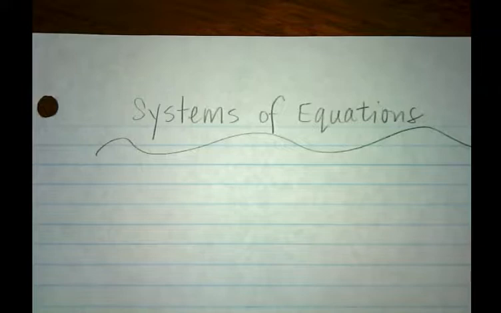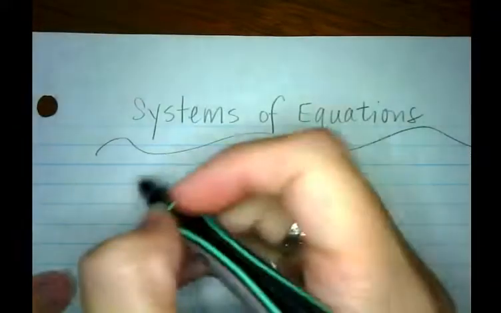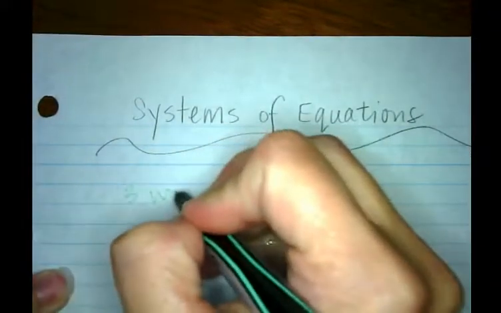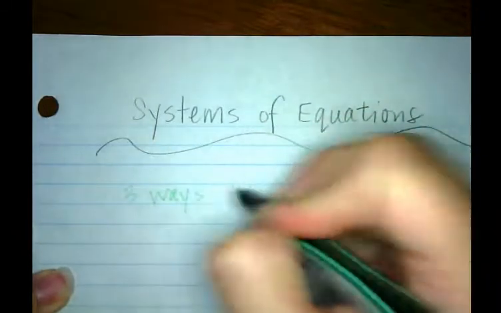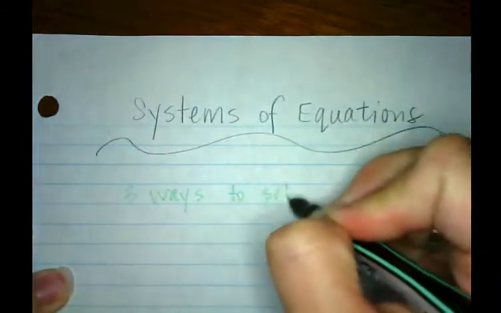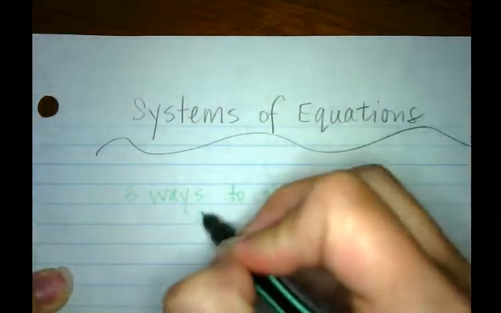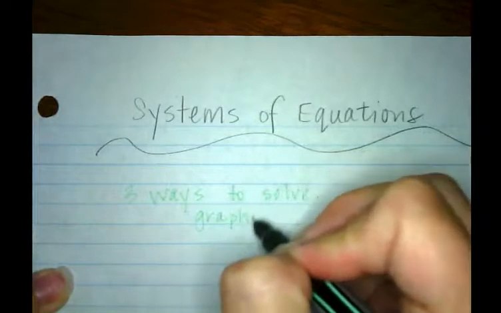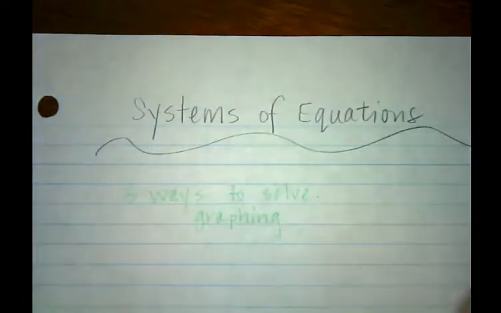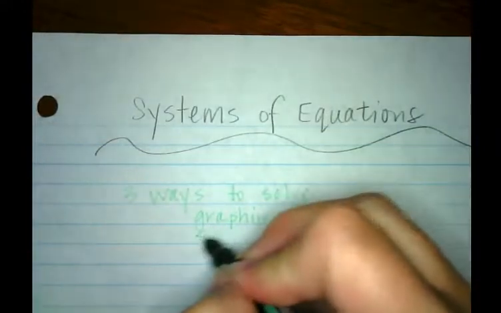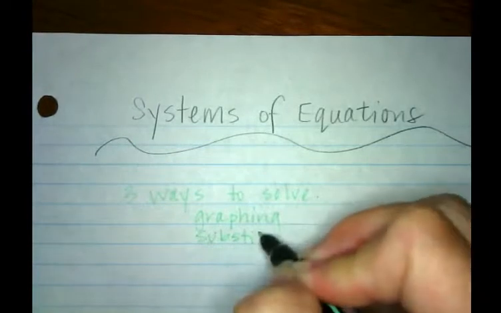Okay, so 3 ways to solve systems of equations. The first way that we always learn is by graphing. And that's when you're going to graph the 2 lines on the same coordinate plane and look for where they meet. Second way is substitution.